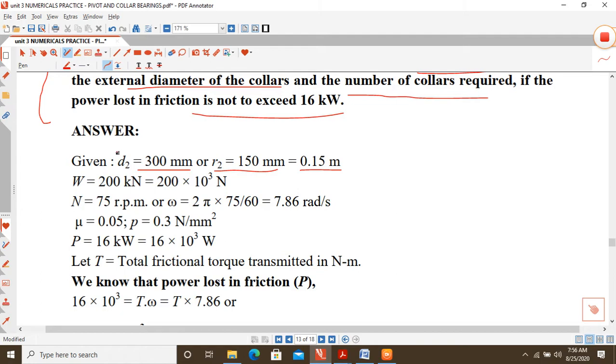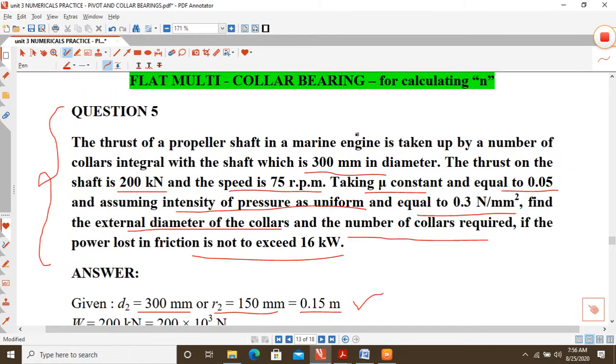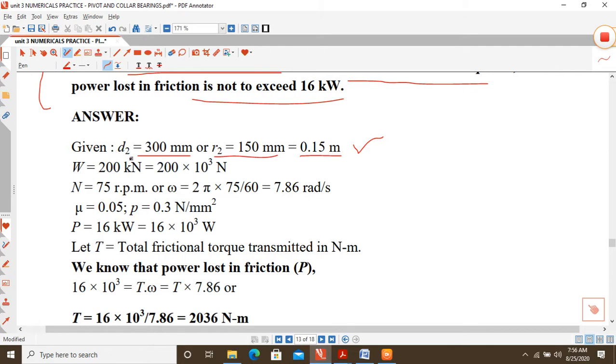As in the previous lecture also I told you that d1 and d2 are the external and internal diameters of the multicollar bearing, and also we mentioned that whenever we mention d2 as diameter or r2 as radius of the inner part of the collar, this can also be equal to the diameter of the shaft. So this is very important. Here the diameter of the shaft is given as 300 mm, so it is your d2. So I think there is no confusion.